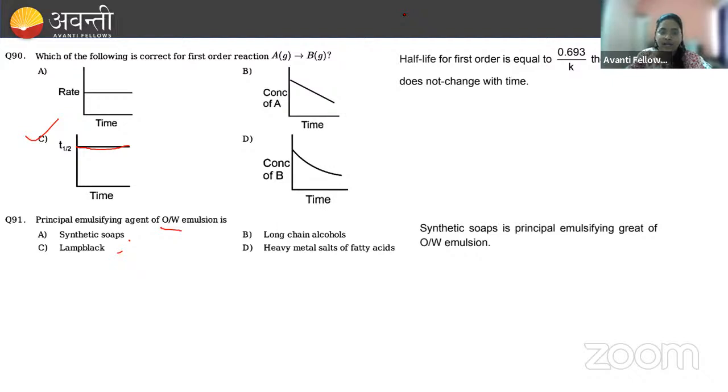Principal emulsifying agent, like oil in water emulsion. For oil in water, synthetic soaps are very good. Okay, please remember this: oil in water, water in oil emulsion. Emulsions are very, very important. Okay, one question is asked.